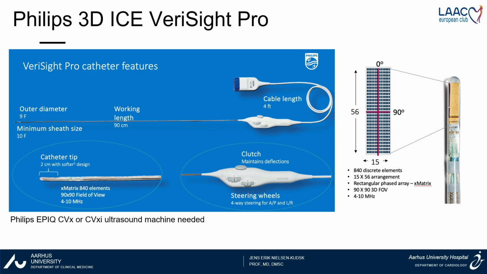This is the design of the catheter. It can be steered anteriorly, posteriorly, left, right, as the ViewFlex catheter and the AccuNav can, but you have many more crystals available here, arranged in this rectangular setting. So you have 15 versus 56 ultrasound crystals. So you have a matrix, and then you have the possibility to do multiple views just from this arrangement of the ultrasound crystals.